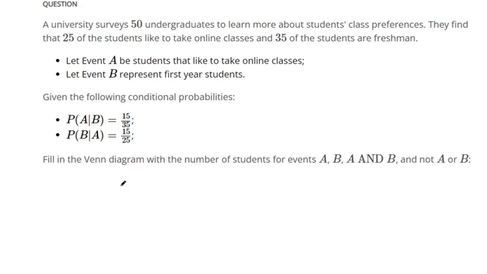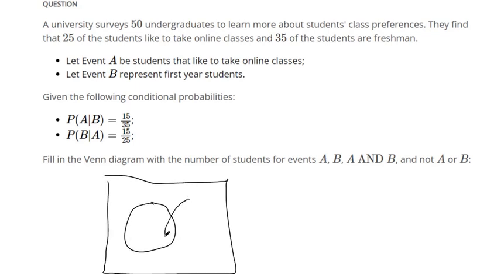Okay, so we're supposed to fill in a Venn diagram for these two events. So I'll make my left circle be A, because we go left to right in our world. This would be B. This is the probability of A and B.